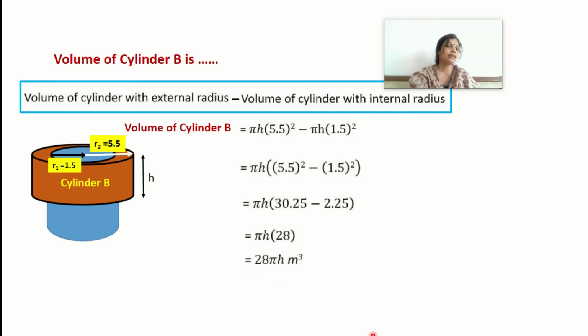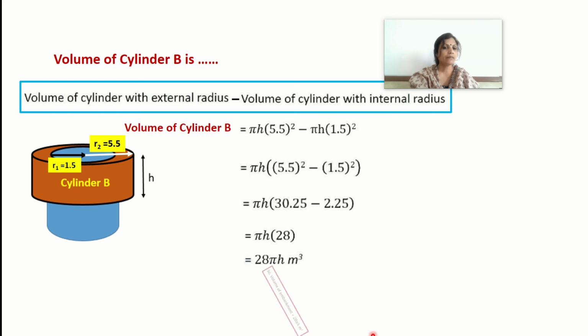So 28 pi h meter cube is the volume of cylinder B, and cylinder B is the embankment. So the volume of the embankment is 28 pi h meter cube. Alright, but what do we have to find out? We have to find out the height of the embankment. So we have calculated the volume of the well, and we have calculated the volume of the embankment.